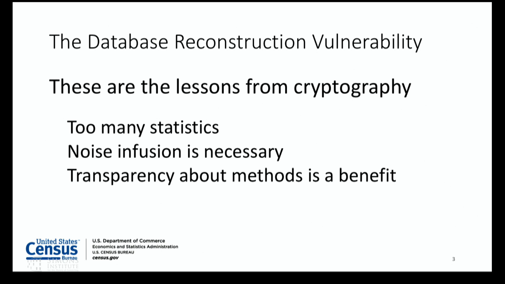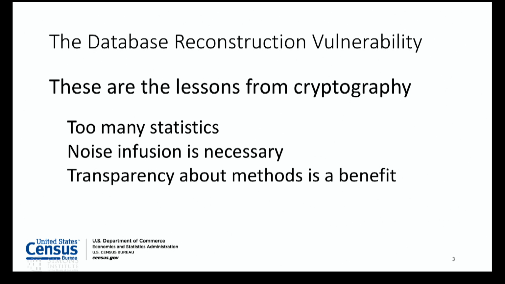The first lesson is straight from the database reconstruction theorem. You can't publish too many statistics too accurately. You've got a finite information budget, and a finite information budget gets exhausted with a finite number of publications. We'll see later how many are still on the table for the 2020 census. It challenges the word finite in that statement.